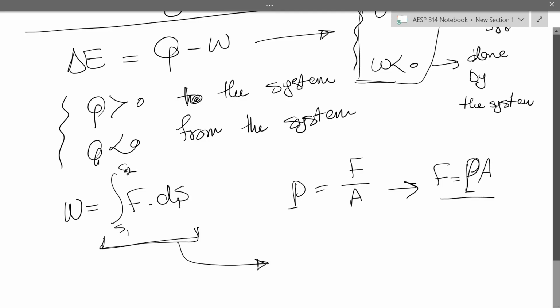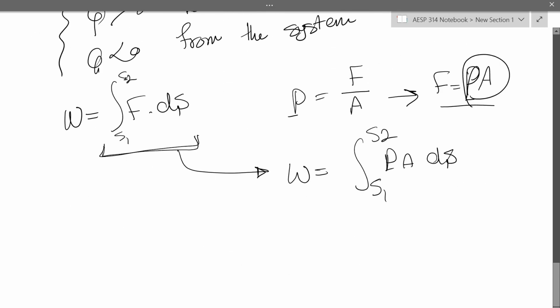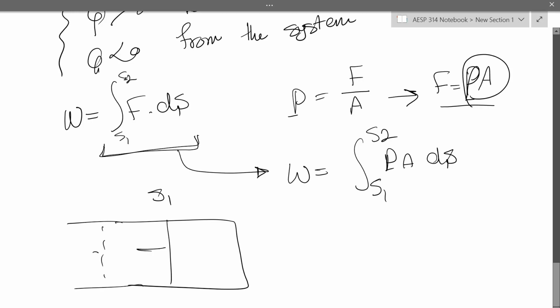I'm going to substitute force with this inside this equation. So W is going to be equal to the integral from S1 to S2 of P A ds. And we said this ds is a change in location. If you are dealing with a piston that is expanding, at the initial condition your S1 is here, then at the second time it will move to S2, right? This ds is delta S in this case.